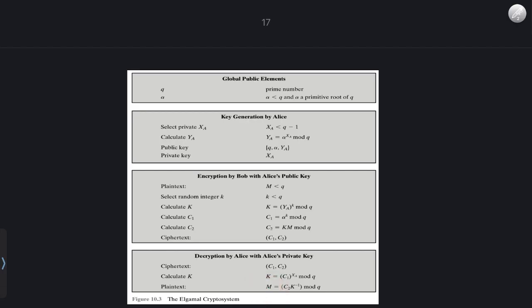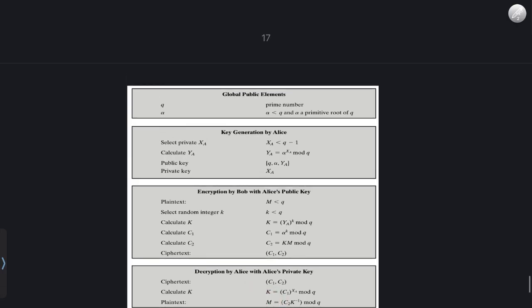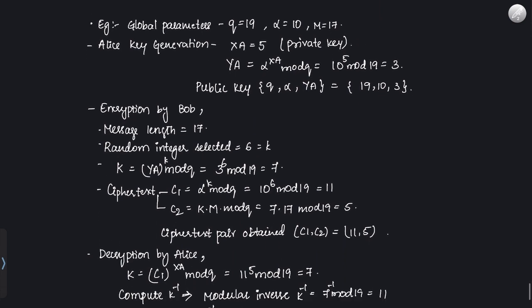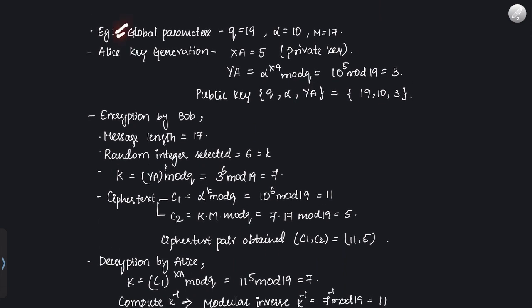This is how the entire ElGamal crypto system works. So here mainly we have come across two new things. One is the one-time key, and the other is that we are using the public key for encryption and the private key for the decryption process. Moving on further, here we'll look into an example. The global parameters, the prime number, is specified here, the alpha value is given, and the length of the message is also specified here. Okay, we are ready to solve it.